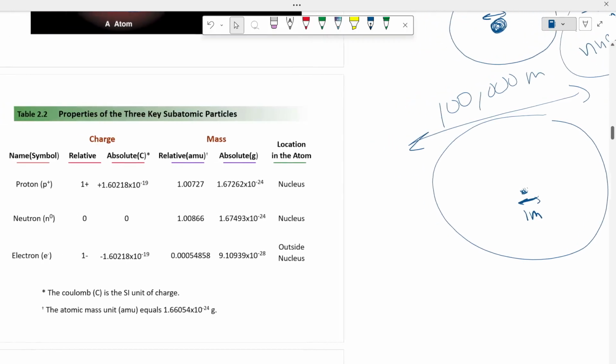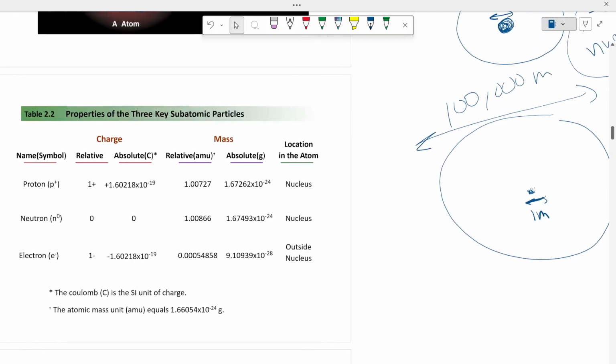This table here summarizes two basic properties of protons, electrons, and neutrons, which are the charge and the mass. Each one of them is given by two values, the relative value and the absolute value. So here we have relative charge and absolute charge. Same thing for mass, we have relative mass and absolute mass. Now, what's the difference between relative value and absolute value for any physical quantity? Simply, the relative does not represent the actual values.